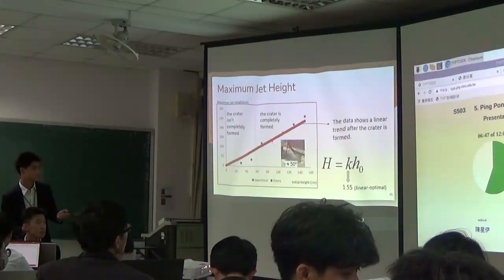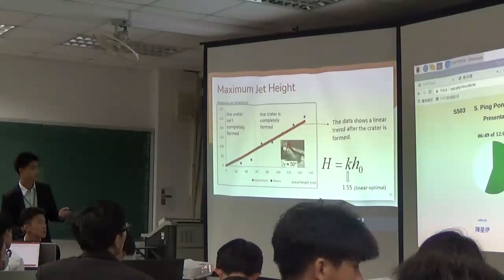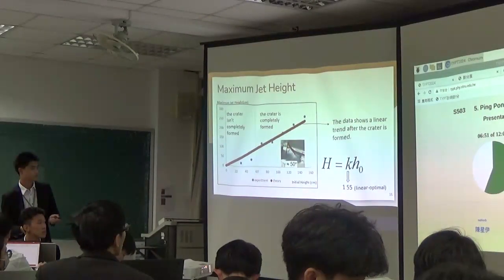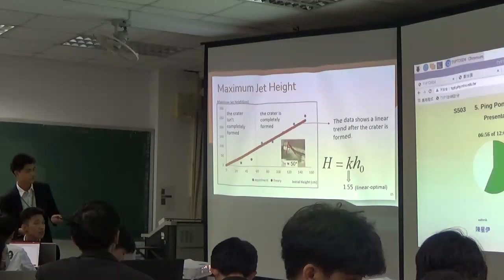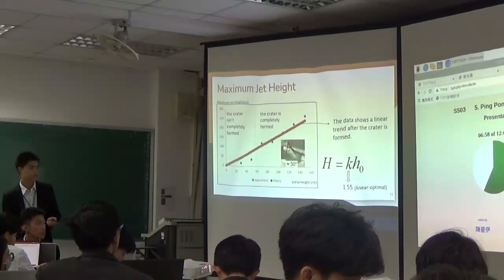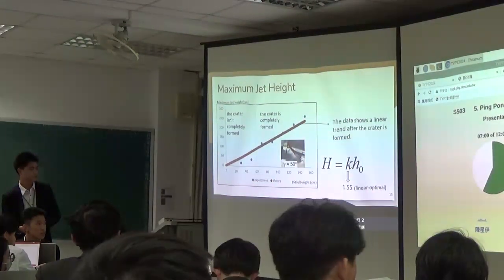And this data shows a linear trend after the crater is formed. We can get that the coefficient is 1.55, which we found using the linear optimal method.